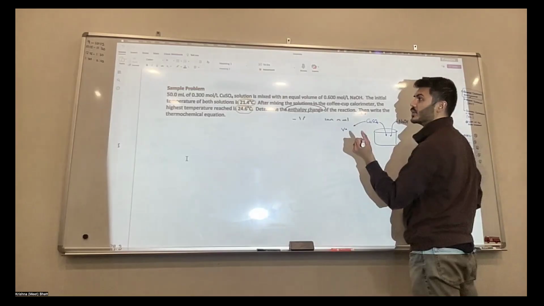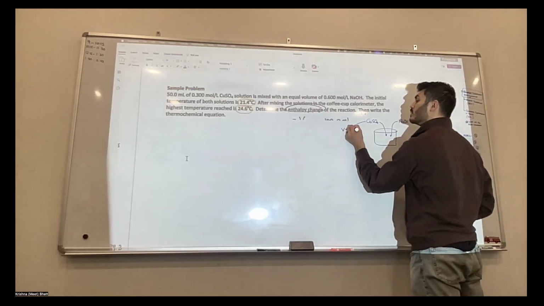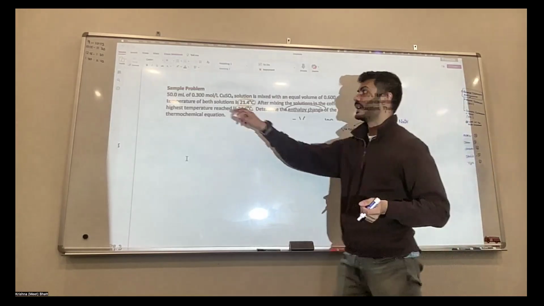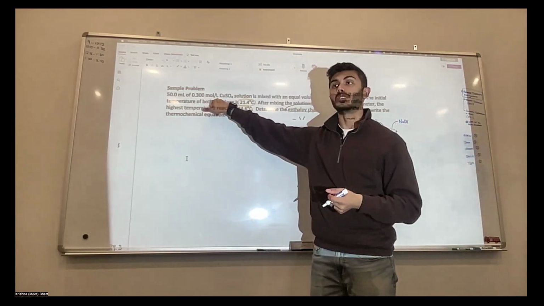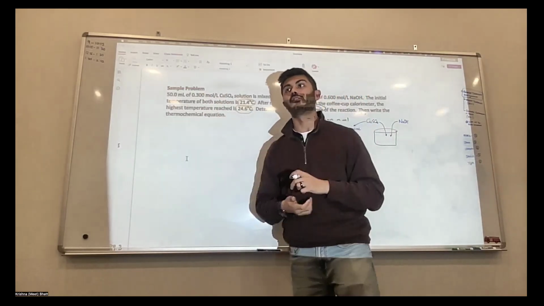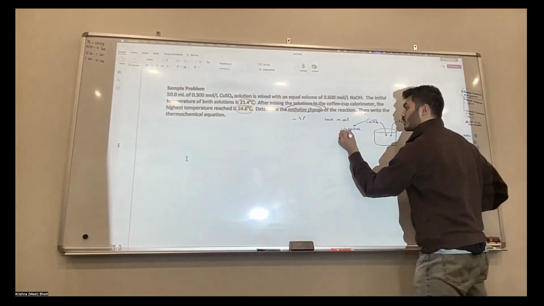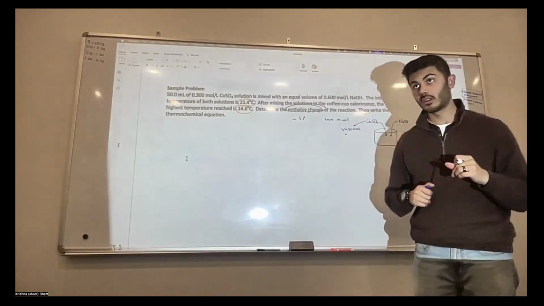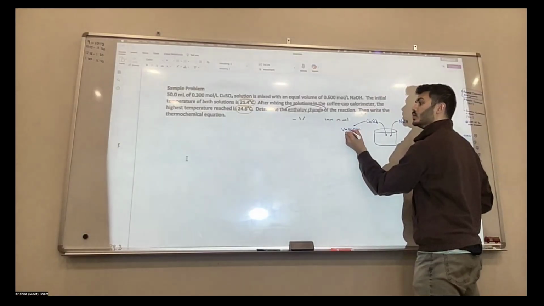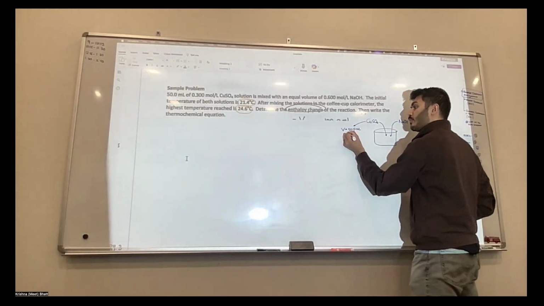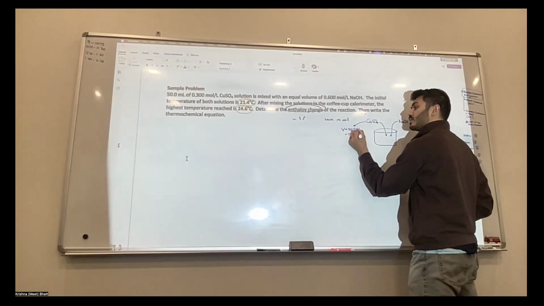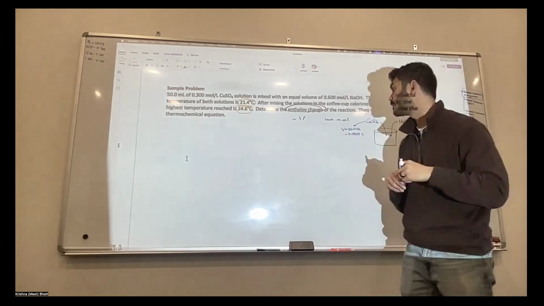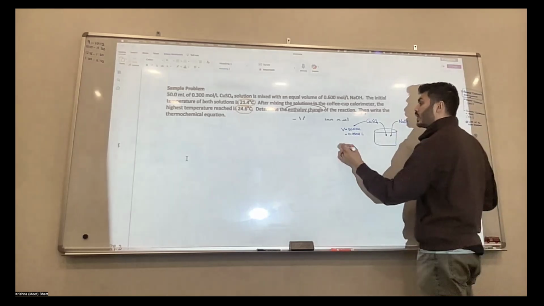Volume is equal to 50.0 milliliters. Now you can see how that is milliliters, but concentration is in liters. So it's a good idea to convert that into liters first. 50 milliliters is the same as 0.0500 liters, keeping the same significant figures. So that's my volume over here.